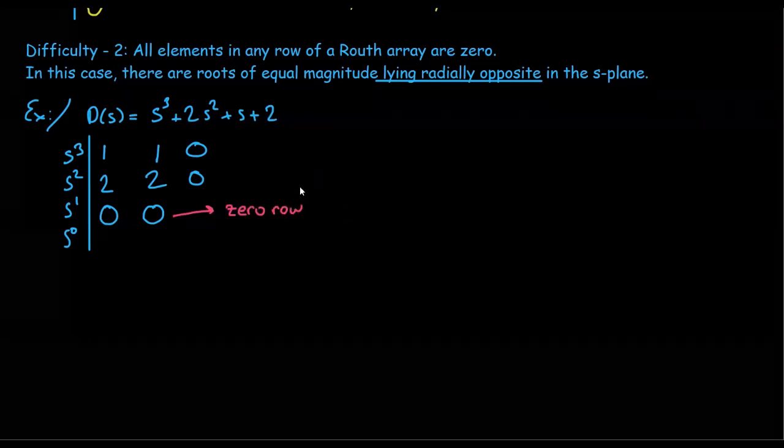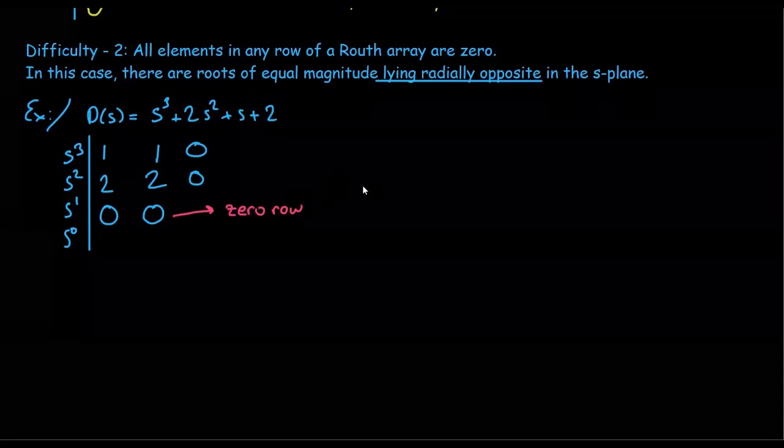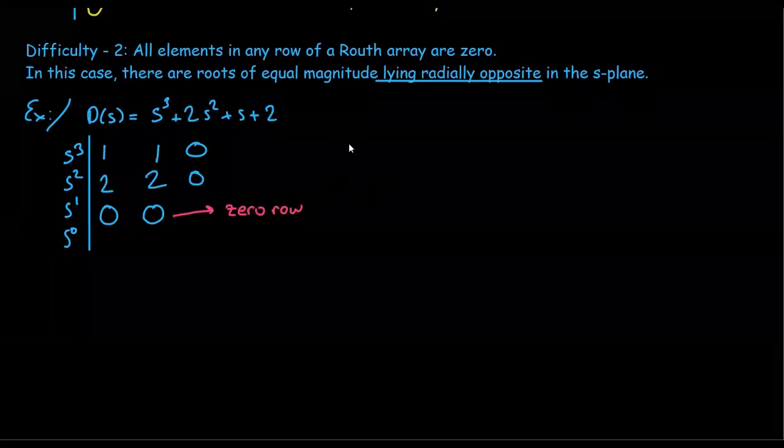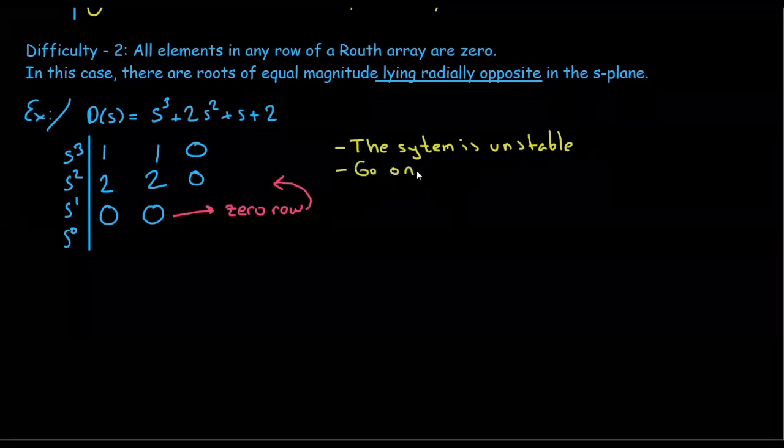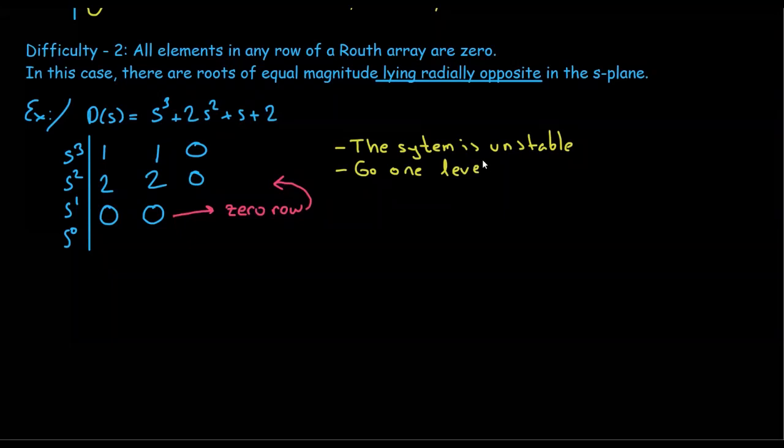So if we encounter a 0, first of all, we conclude, maybe I can write it down, that the system is unstable. The system is unstable because we encountered the difficulty. Then what we do is we go one level up.